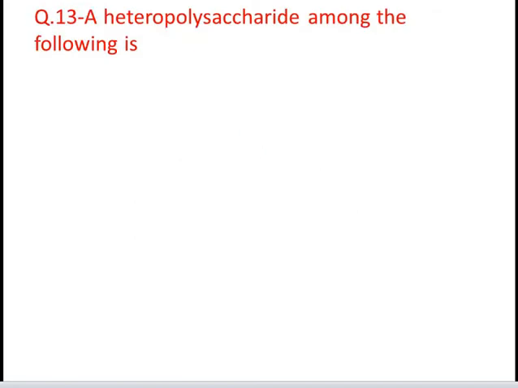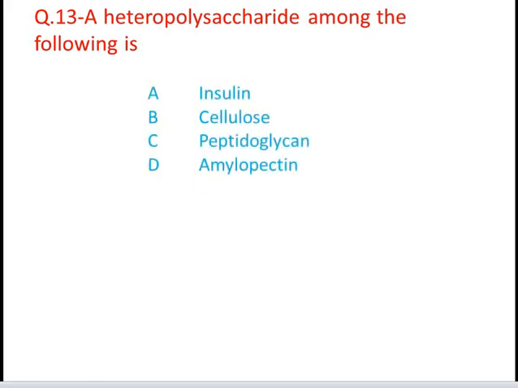The next question is, a heteropolysaccharide among the following is. The options are A inulin, B cellulose, C peptidoglycan, and D amylopectin. Yes, the correct answer is peptidoglycan, C. Inulin is a polysaccharide made up of fructose. Cellulose is a polysaccharide but is a homopolysaccharide made up of only glucose molecules. Amylopectin is also a homopolysaccharide which is made up of glucose units only, but peptidoglycan is a heteropolysaccharide which is made up of N-acetyl glucosamine and N-acetylmuramic acid.